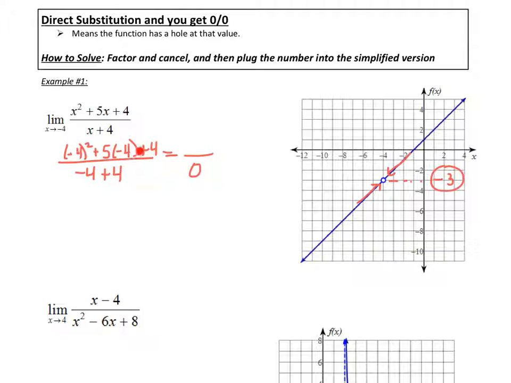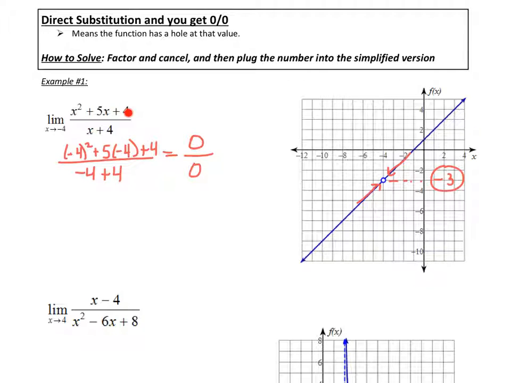Now what I'd like you to do is type all this into the calculator and then hit resume when you're ready. Okay, I got 0. So 0 over 0 does not give us the value that it should be. It looks like the limit is negative 3. So when this happens, when you get 0 over 0 after you directly substitute, you want to factor and see if you can cancel anything out.